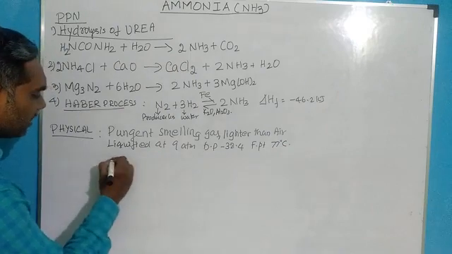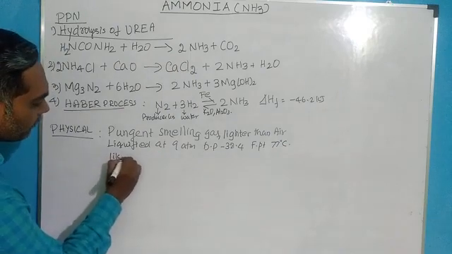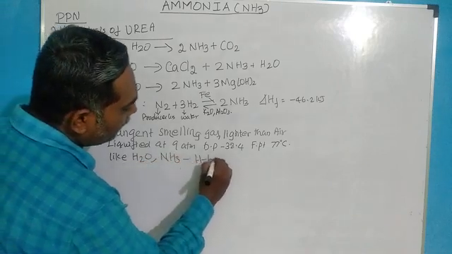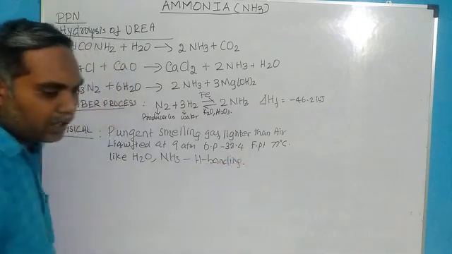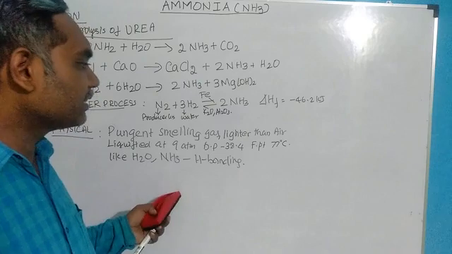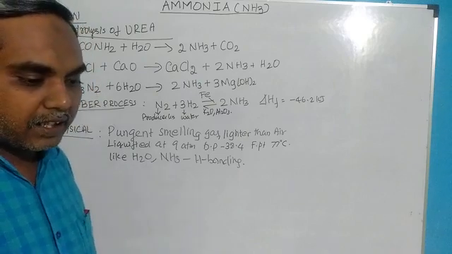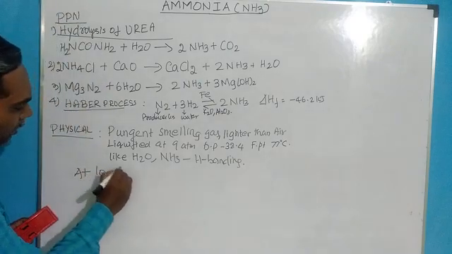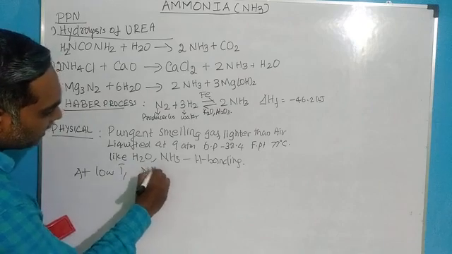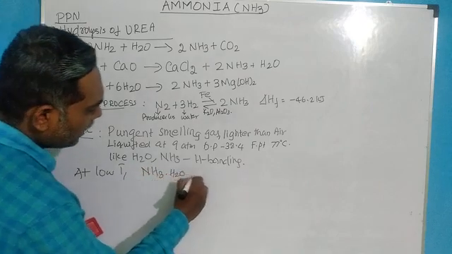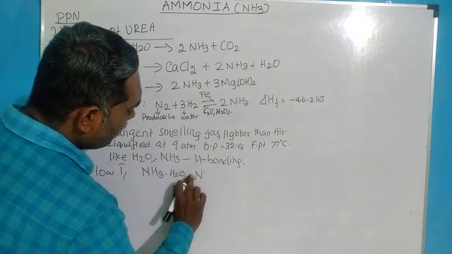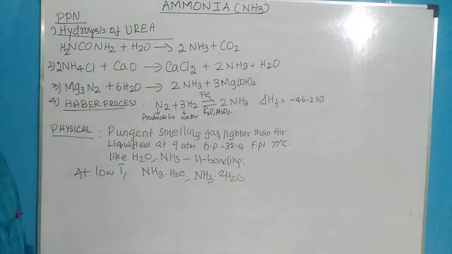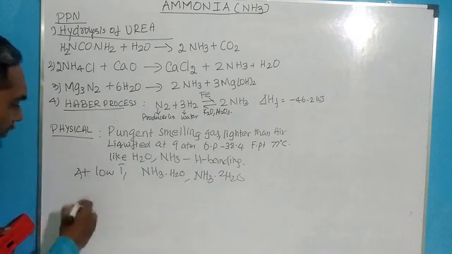Again, like water, ammonia also has hydrogen bonding. It is soluble in water. So these are the physical properties. At low temperature, ammonia exists as NH3.H2O and NH3.2H2O, etc. So this is the way it behaves with water.